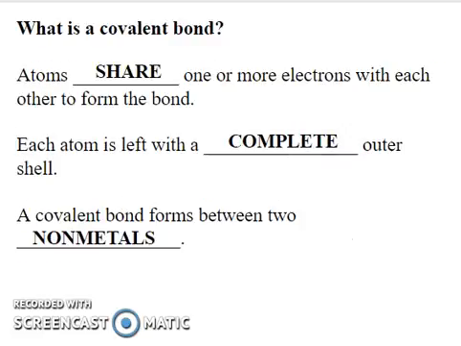A covalent bond, on the other hand, is where atoms are going to share the electrons with each other to form that bond. So each one is left with a complete outer shell. A covalent bond is going to form between two nonmetals. So that's the main thing you need to know. Ionic bond is a metal and a nonmetal. A covalent bond forms between two nonmetals.